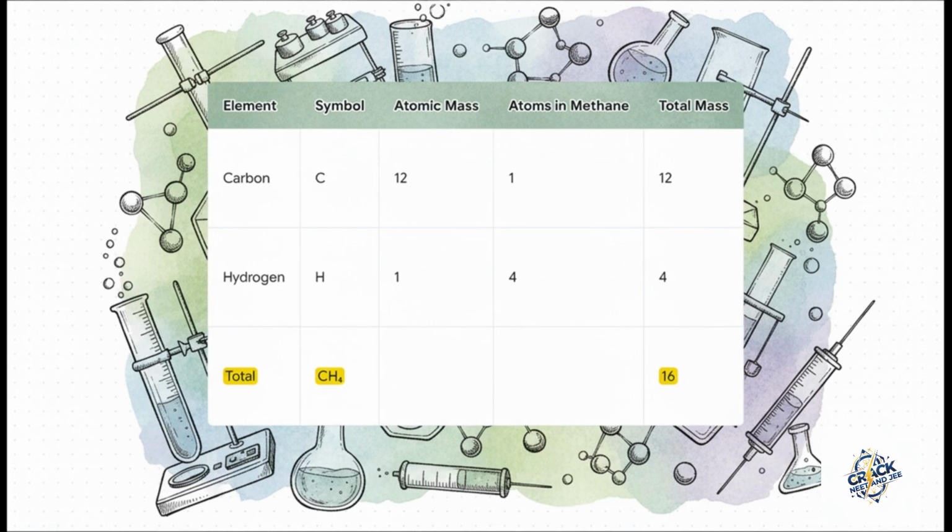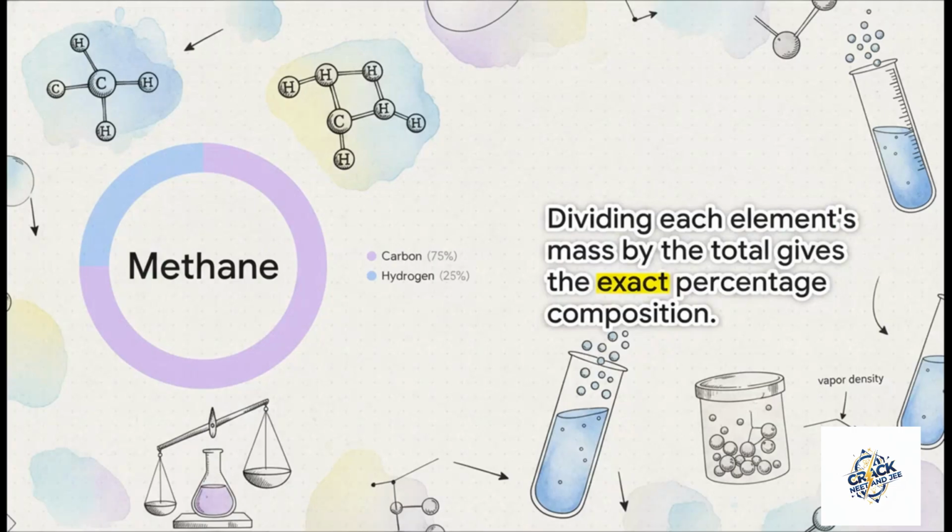We've got 1 carbon atom, so that gives us a mass of 12. And we've got 4 hydrogen atoms, so that's 4 times 1, which is 4. Just add them up. 12 plus 4 gives us a total mass for the whole methane molecule of 16. And boom, here's our recipe. To get those percentages, we just do a little division. The carbon part was 12, right? So 12 divided by the total of 16, that's 0.75, or 75%. And for hydrogen, its total mass was 4. So 4 divided by 16, that's 0.25, or 25%. And just like that, we found the exact chemical recipe for methane.